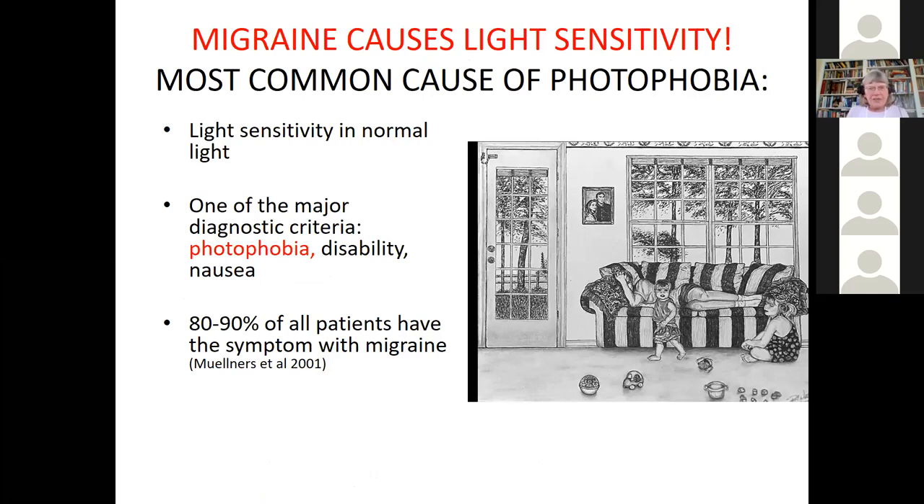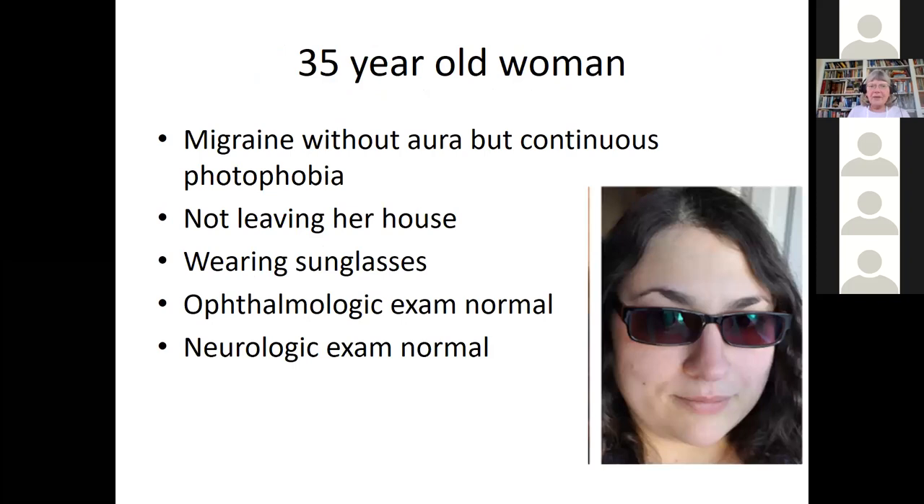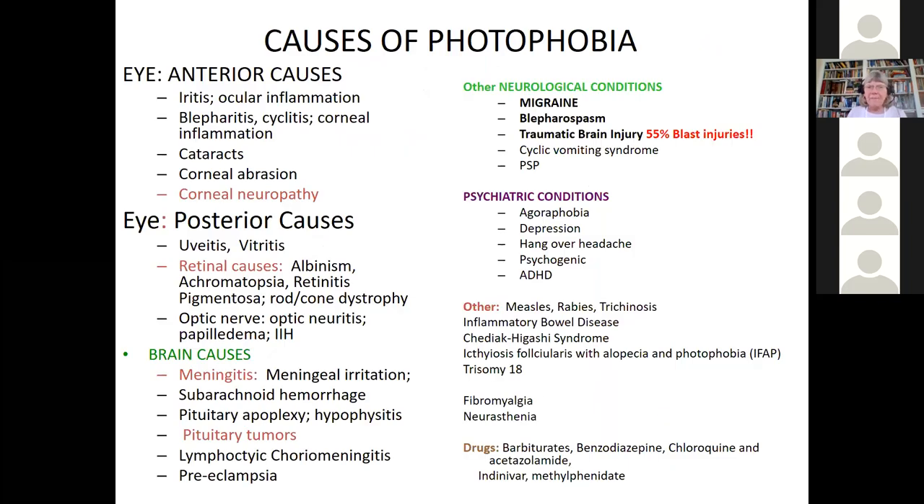I do want to just mention photophobia. We did a big grand rounds on eye pain and photophobia, so I'm not going to talk about that, but it's an extremely common symptom in migraine. 80 to 90% of everybody with migraine has ictal photophobia, meaning photophobia during their headache. And some people get migraine with and without aura with continuous photophobia. And these people can get very disabled.